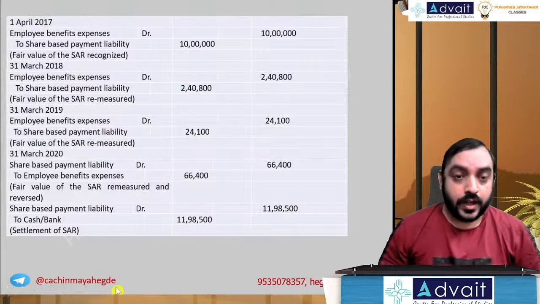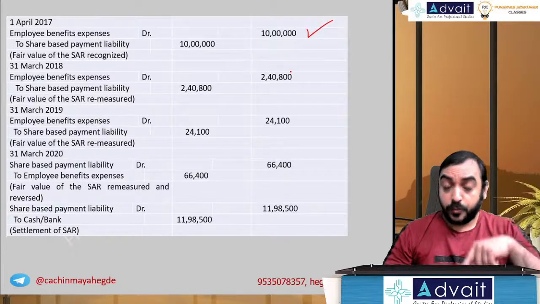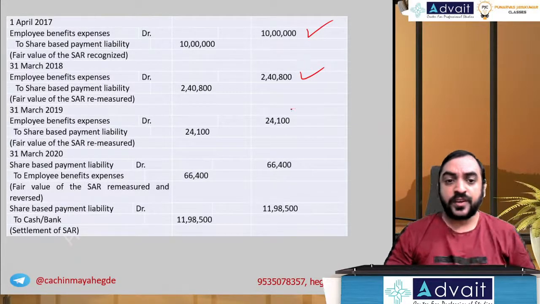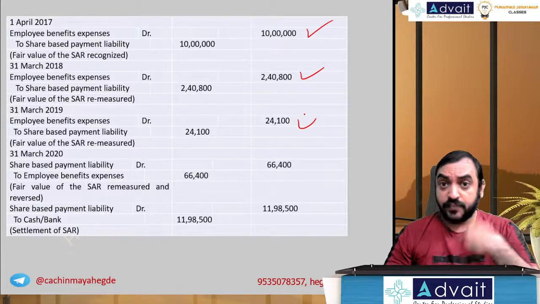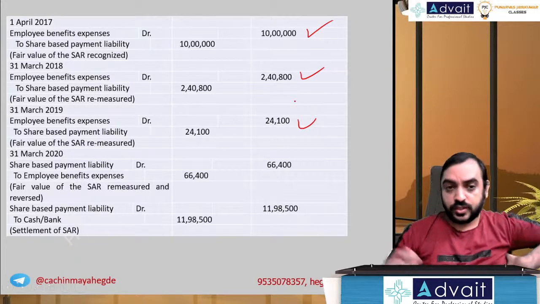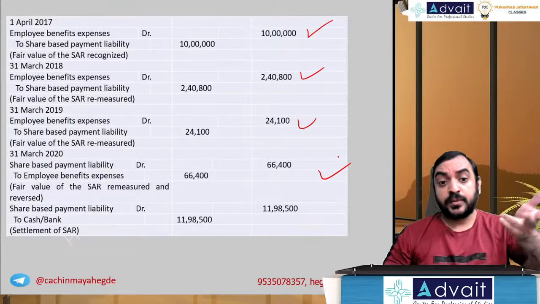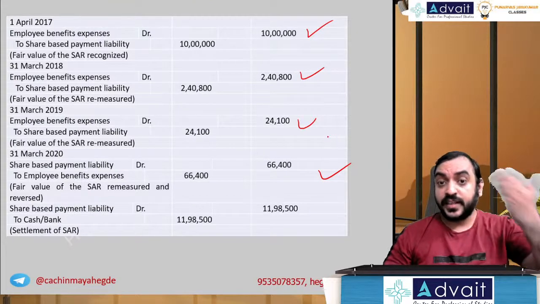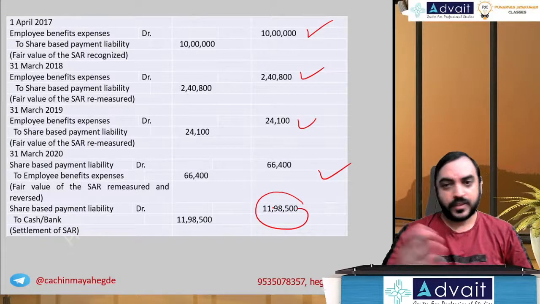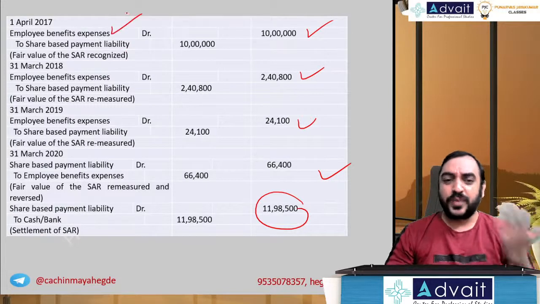Employee benefit expense to share based payments liability. See, first year 10 lakh. Beginning of the year, and at the end of the year 2,49,800, again employee benefit expense to share based payment liability. Second year, again the revised amount, that is changes in accounting estimate, employee benefit expense to share based payment liability. And third year, reversal entry: share based payment liability to employee benefit expense, it's a credit entry. And last year, we make the payment: share based payment liability account debit to bank. Simple entries. You can also pass one more entry, that is transferring it to P&L account.